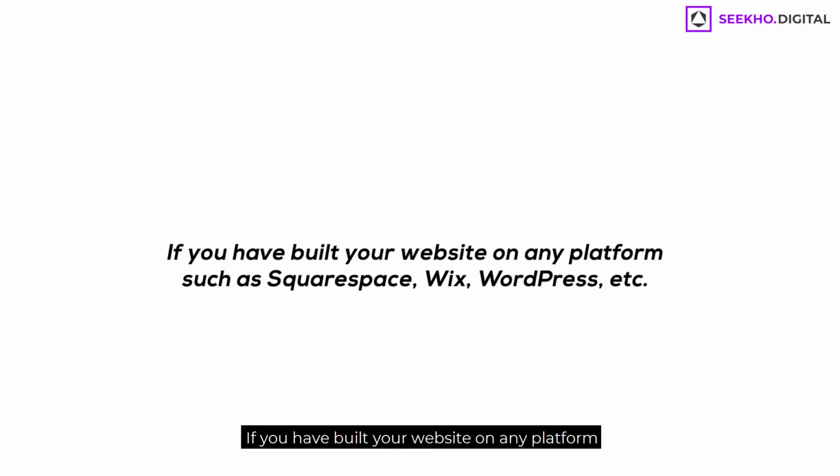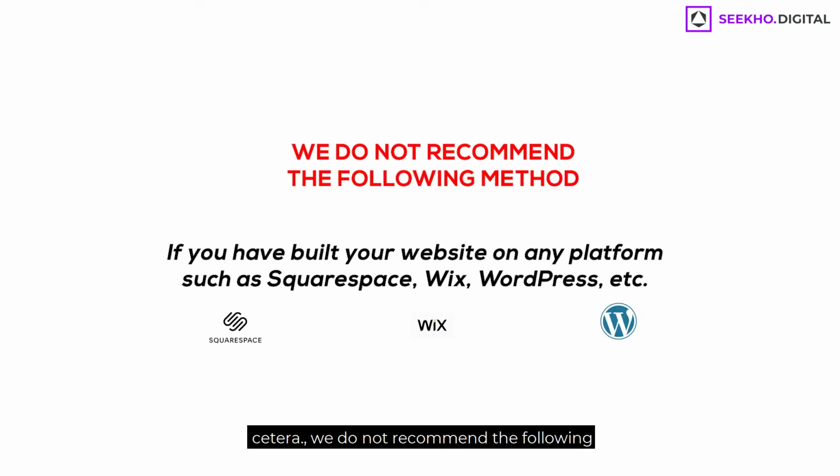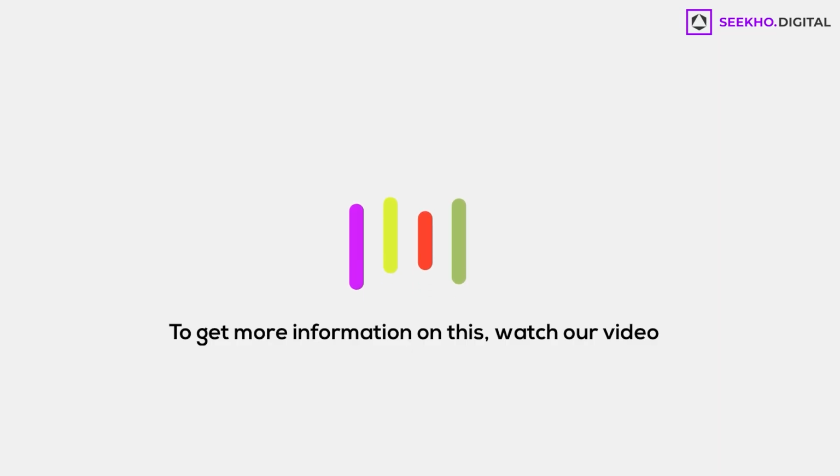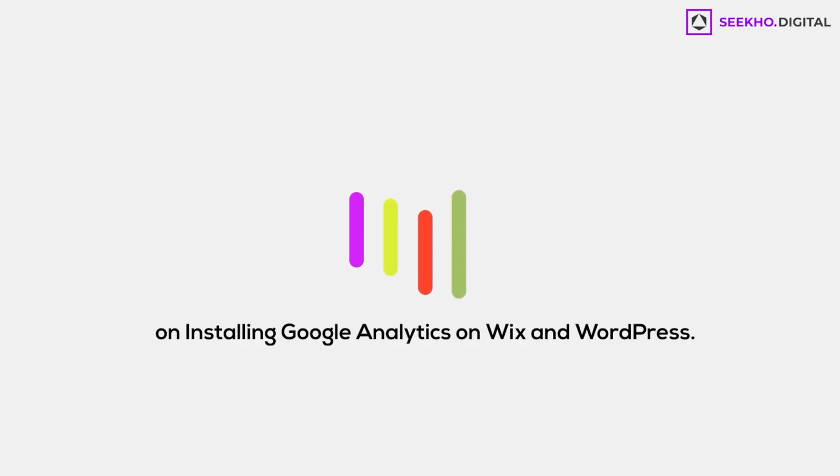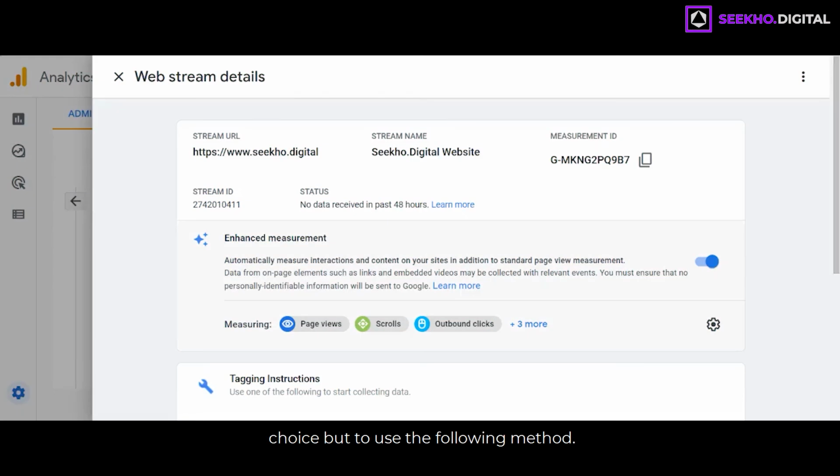If you have built your website on any platform such as Squarespace, Wix, WordPress, etc., we do not recommend the following method to add the tracking ID to your website. There are other, much simpler ways of adding the tracking ID if you have used a website builder. To get more information on this, watch our video on installing Google Analytics on Wix and WordPress. If you have a custom website, you have no choice but to use the following method.